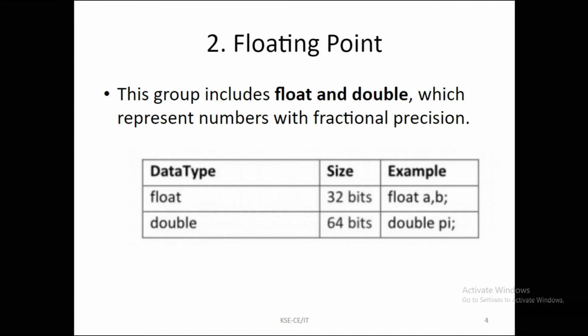They are divided into two parts, float and double. Okay, the float is 32-bit long and the double is 64-bit long. And the example of float is float, then your variable name, float A, B. If you put some value into that variable, you can also write float A is equal to 5.5, then comma B and then semicolon. Next one is double which is 64 bits long and the example of double is double pi, then semicolon.